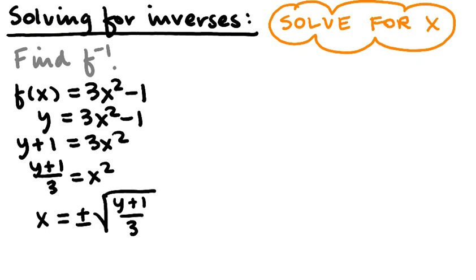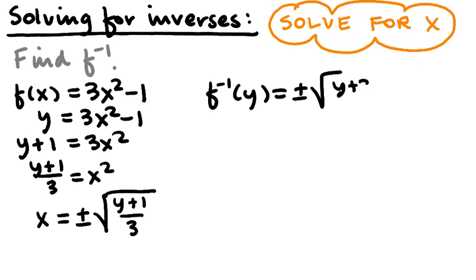But for now, I'm just going to remind you of something that you're already aware of. And so you could write this as f inverse of y is plus or minus the square root of (y plus 1) over 3. That should be 1.